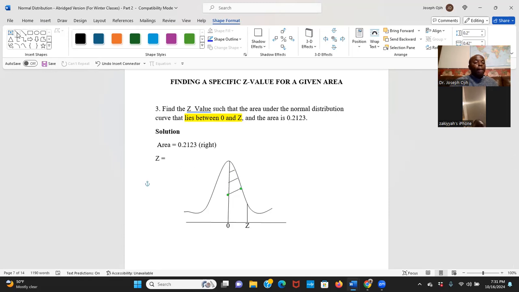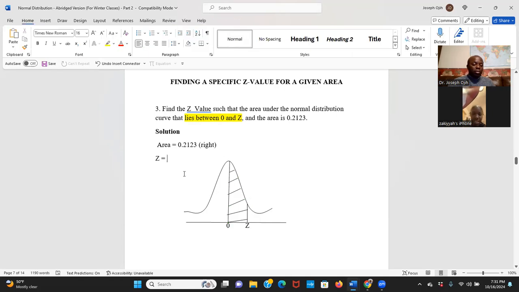Okay. The area we are looking for is between Z and zero, so to find the required Z we do the opposite: we go inside the table and start looking for 0.2123. Let me write it down. 0.2123.